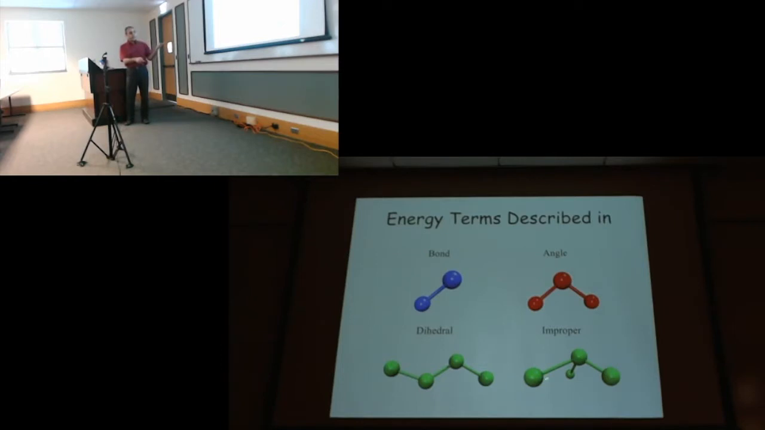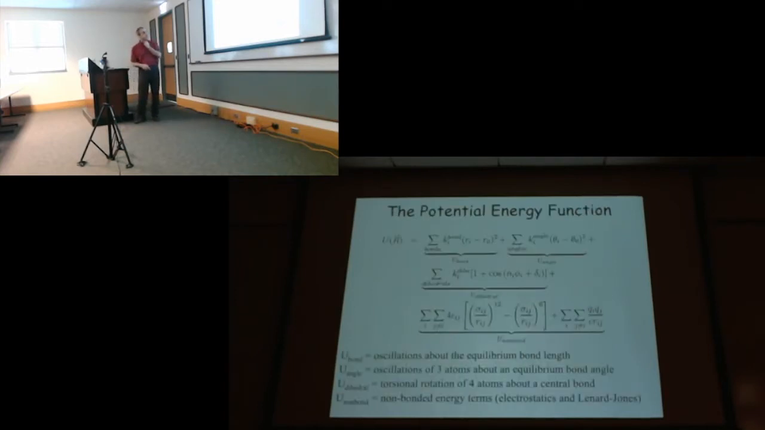In this example, it's a pyramid, so you want to keep the pyramidal shape, but most often you use that to keep planar centers. Most of the sp2 carbons and nitrogens that you have in your amino acids usually have additional improper angles defined for them. An example of the potential energy function that we have, as a function of the coordinates.